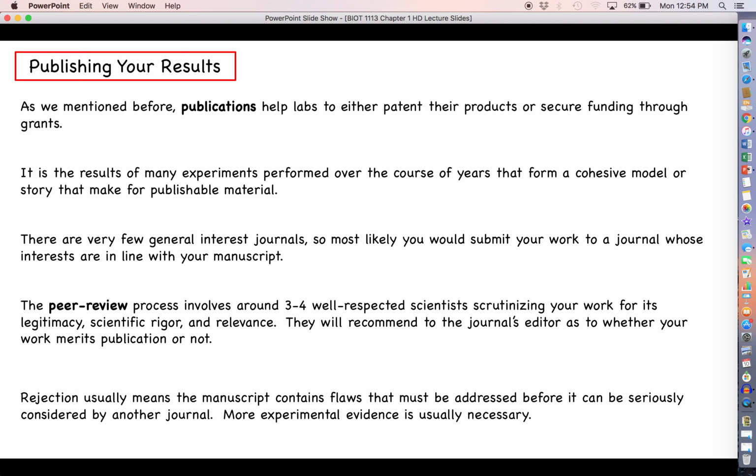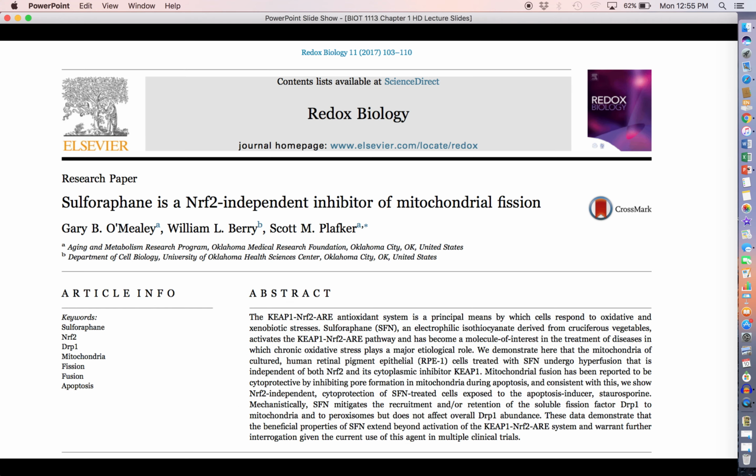So rejection usually means that your manuscript contains some flaws, minor or major, usually major if you're getting outright rejected, and it means that you need to address those concerns and correct those flaws before it's going to be seriously considered by another journal. So if your manuscript gets rejected, you've got more experiments coming, so you have to tighten up your story, tighten up your work. So usually more experimental evidence is necessary.